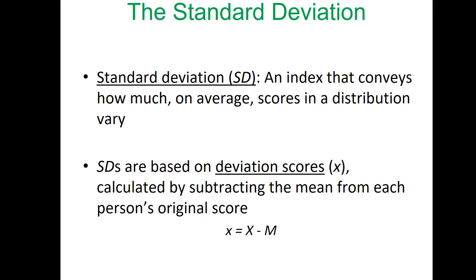So standard deviation, we said, is the average deviation score, or the typical deviation score. And deviation is the difference between each score and the average. So this is your deviation. This is an individual score in your sample. This is the mean. A deviation is just that minus that.